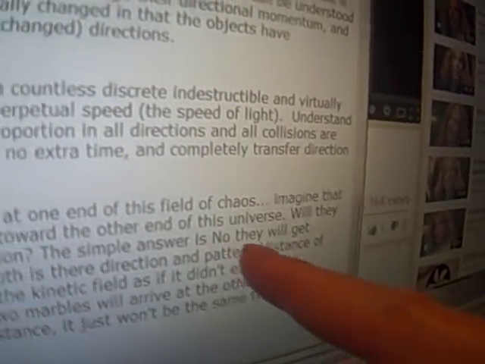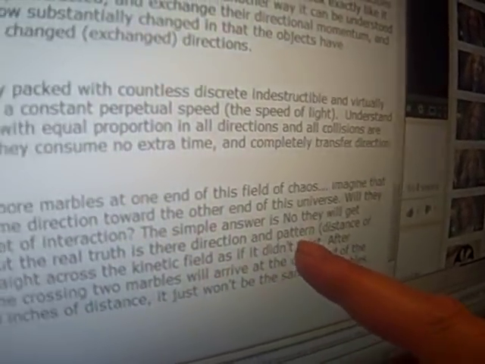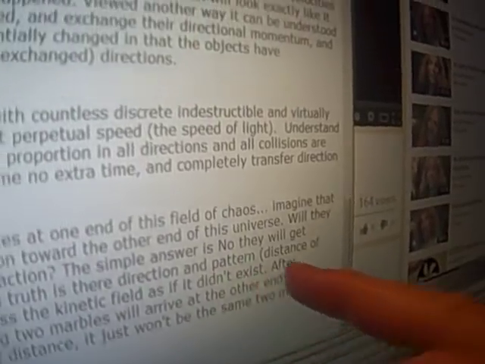The simple answer is no. They will get absorbed by the chaos. But the real truth is their direction and pattern, distance and separation, will travel straight across the kinetic field as if it didn't exist. So the reality is that they will go all the way across the universe, across all those zillions of interactions, all those X's, all those exchanges. And the truth is the distance, the pattern, will go across the universe. At the other end, you will receive at the appropriate time interval, the speed of light, two marbles separated by 10 inches of distance.